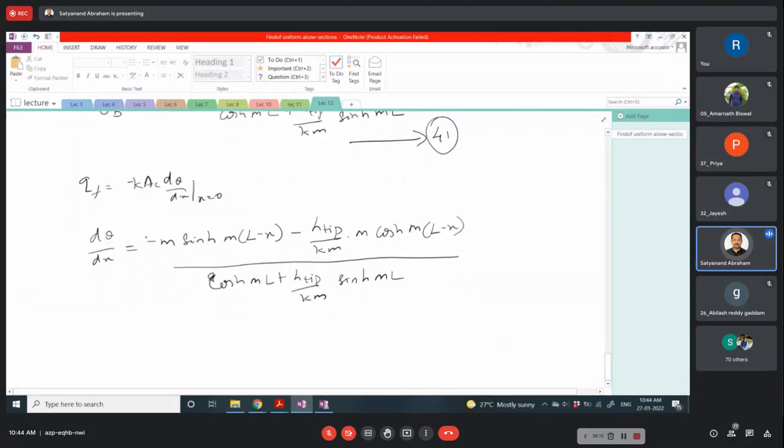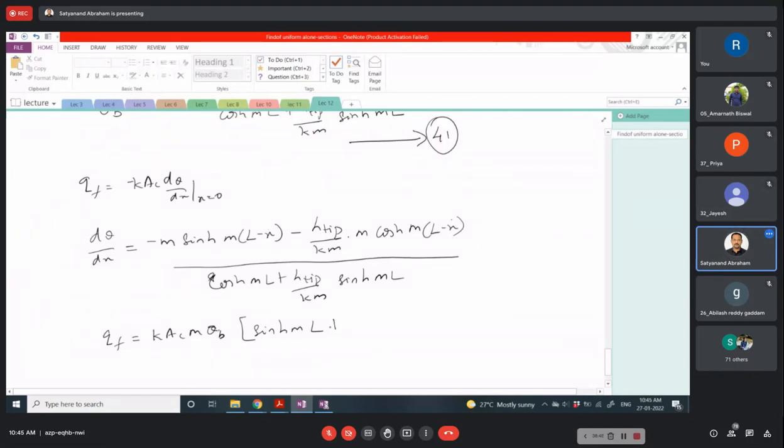So if you actually put it into the equation, we are going to get Q_f is equal to k A_c m theta_b into whatever we have over here. We can write sinh(mL), and we put x is equal to 0. So this is simply theta(x). So Q_f is equal to minus k A_c d theta by dx at x is equal to 0. Wherever x is there, we have to put it to 0.